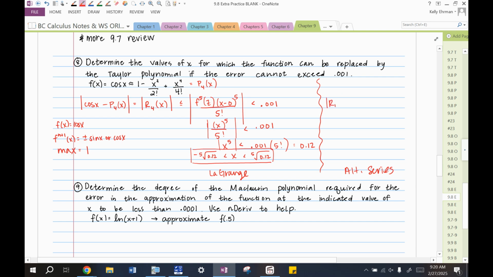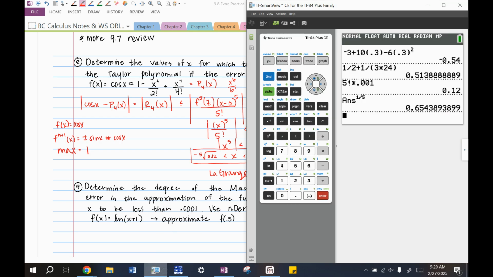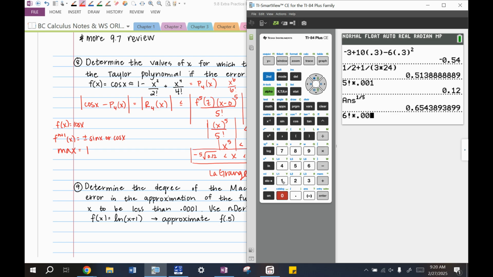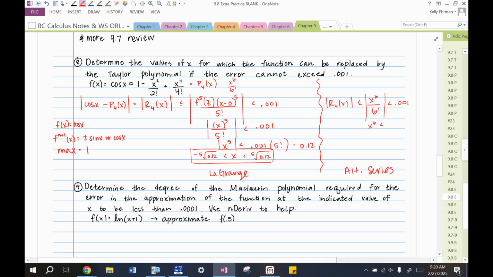If you did R4 of x, you could say that just has to be less than or equal to the first neglected term. Now it's not going to be a 5, because the next term is going to be x to the 6th over 6 factorial. So it would be less than or equal to x to the 6th over 6 factorial. Keep that less than 0.001. That would be like saying x to the 6th is less than 6 factorial times 0.001, 0.72.